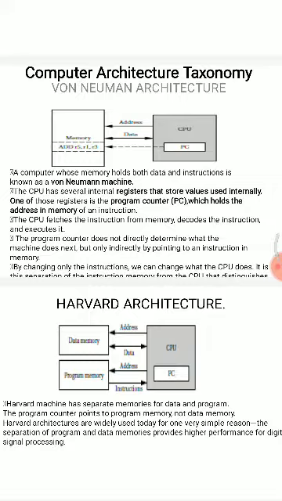There are two types of taxonomy. The first one is von Neumann architecture, the second one is Harvard architecture. In von Neumann architecture, the program memory and data memory are in the same location. The next one is Harvard architecture, where the program memory and data memory are different. A computer whose memory holds both data and instructions is known as von Neumann architecture. The second one, Harvard architecture, has separate memories for program memory and data memory.